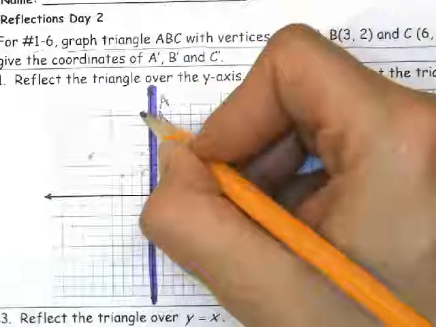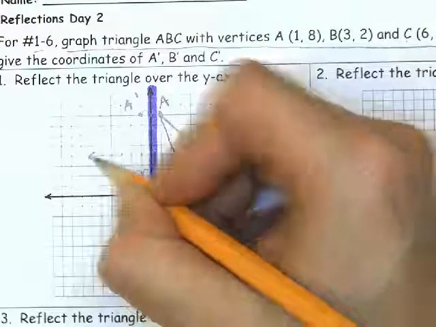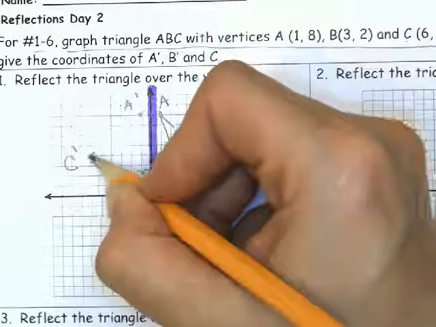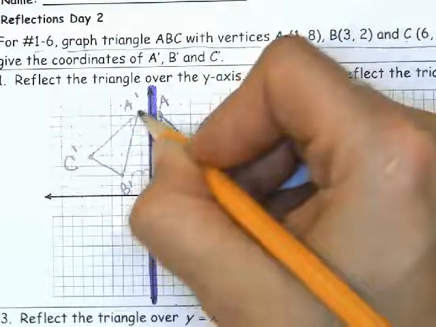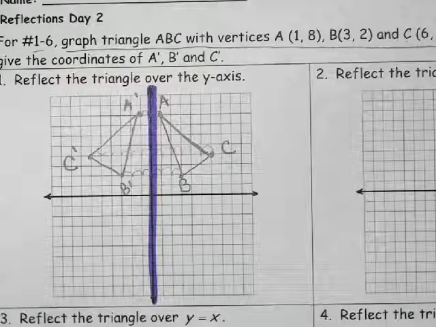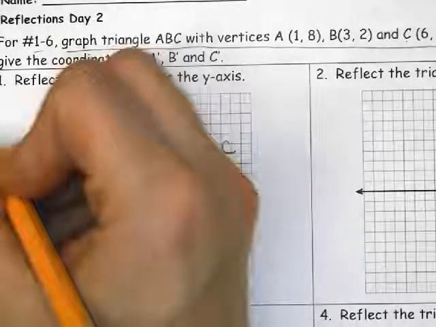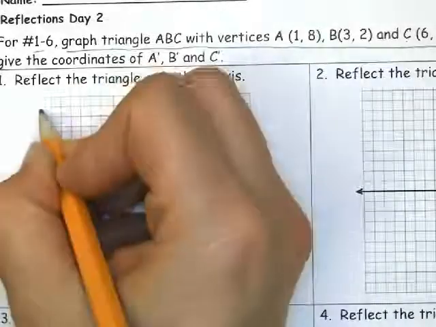Again, please make sure you label these with A prime. This one was B prime, and this one was C prime. And that's how you complete a reflection over the y-axis. Just counting. I'm going to leave you guys to actually come up with the coordinates that they ask you for: A prime, B prime, and C prime.